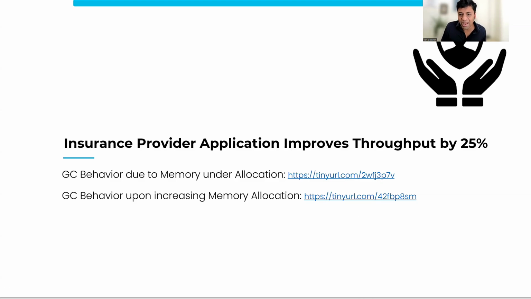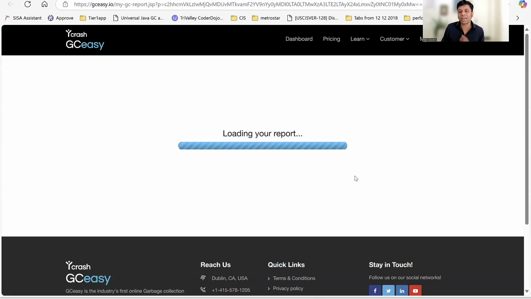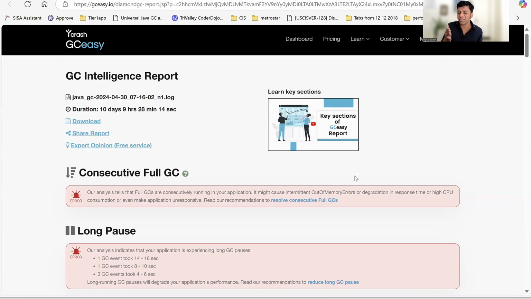So they got their memory under allocated. That is, they didn't do it on purpose. The application has been taking traffic for several years, but the traffic volume has been growing over a period of time. Since the traffic volume was growing, they didn't keep up with increasing the memory or adding new JVMs. So this is the actual data. It is 10 days' worth of data.